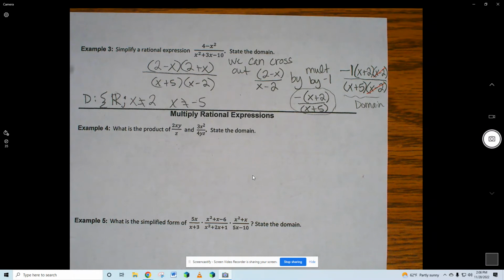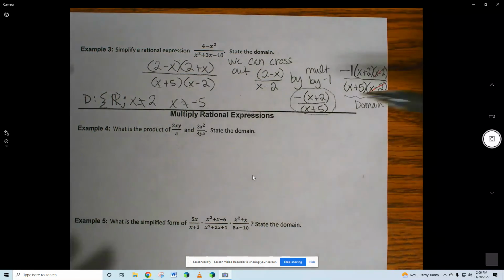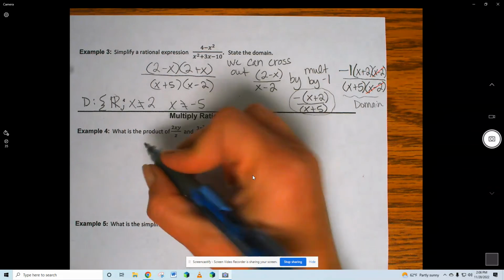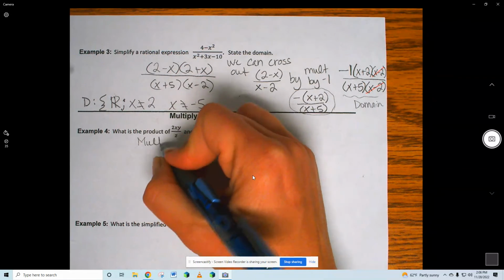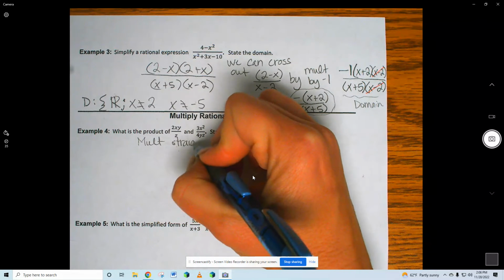In some circumstances, I do not want you to combine things because maybe I can cross out an X or a Y or a Z beforehand. So in this circumstance, there's not X's on top and bottom. So I really do need to multiply straight across. Do you guys remember multiplying fractions? Multiply straight across.